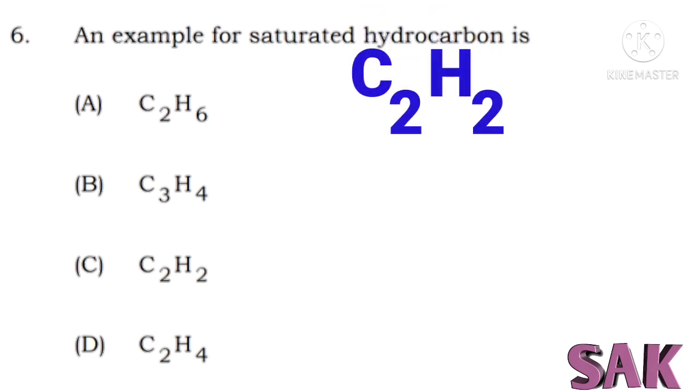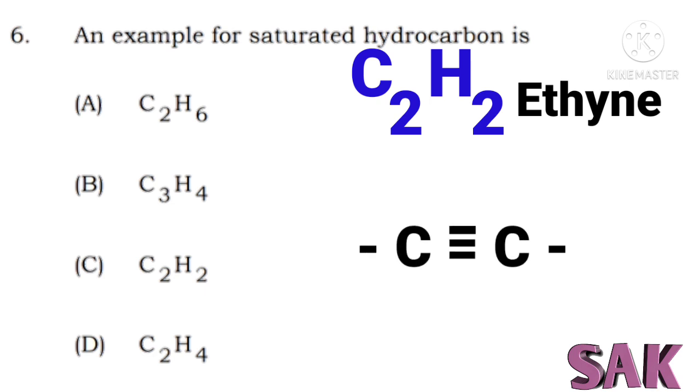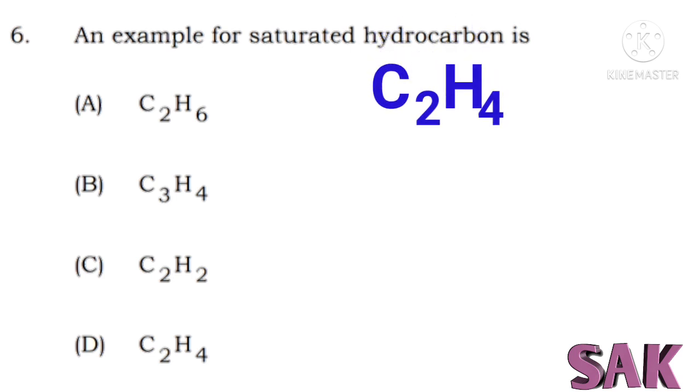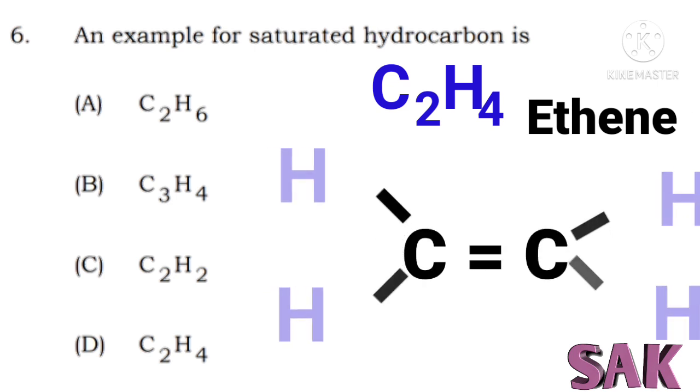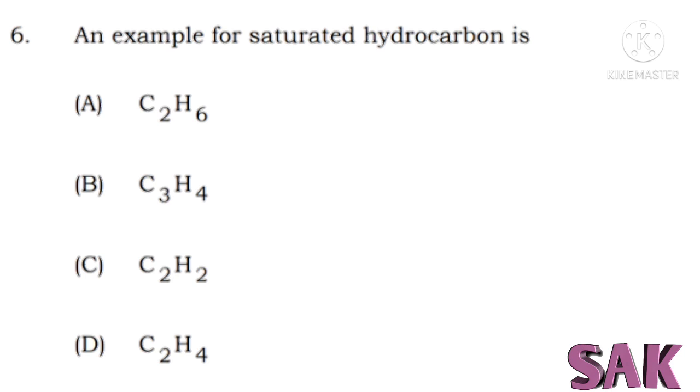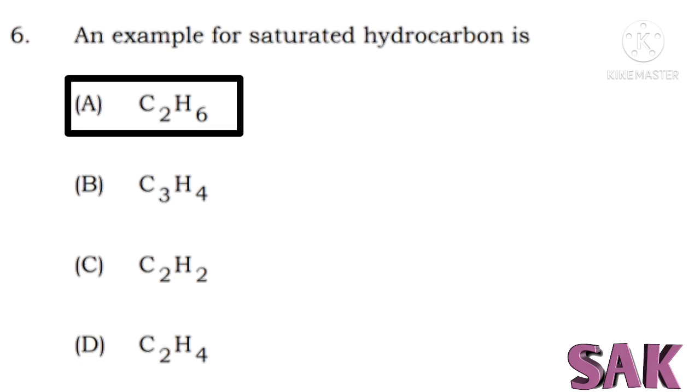Next option is C2H2 ethyne. Ethyne's structure. Ethyne also has triple bond, so it is unsaturated hydrocarbon. Next option is C2H4 means ethene. Ethene's structure is like this. Ethene has double bond, so ethene is unsaturated hydrocarbon. Now, among the following saturated hydrocarbon is option A, C2H6.